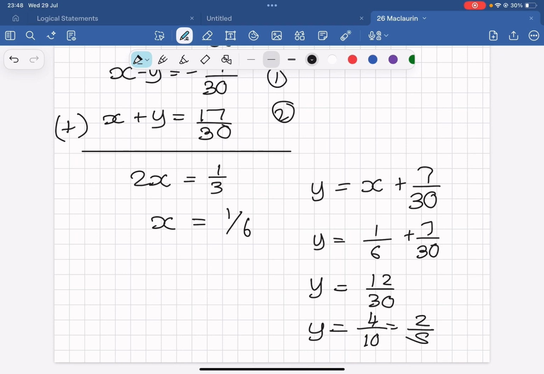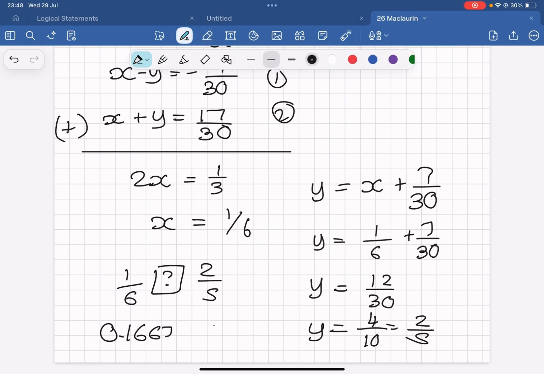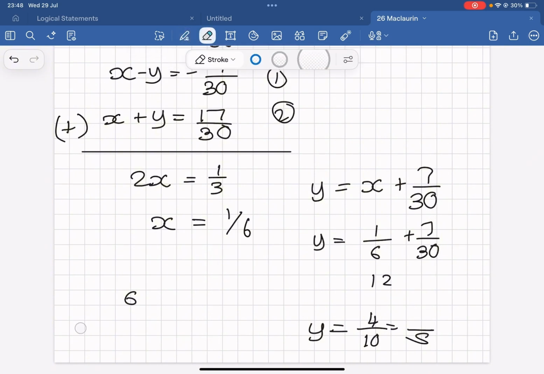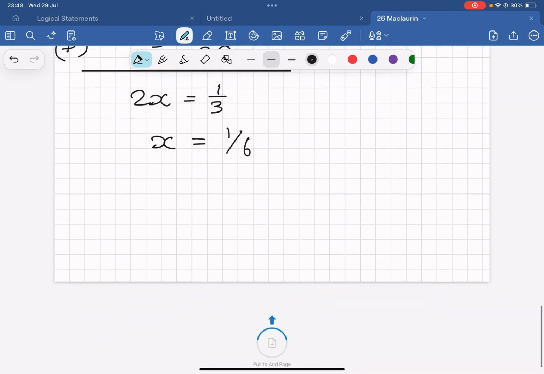Now x should be less than y. So is a sixth less than 2 over 5? Yes, it is. We've got approximately 0.1666667, and we've got 0.4, and that is indeed true. So we can get rid of all that and conclude that x, what was asked in the question, is a sixth.